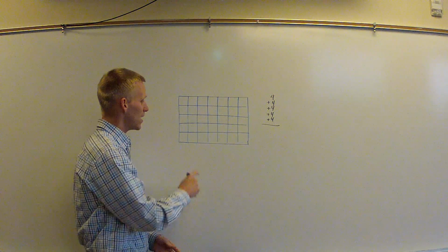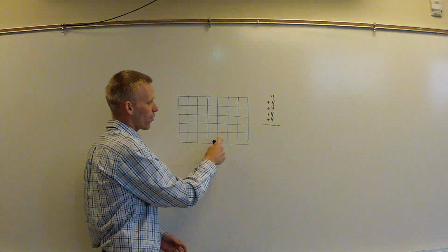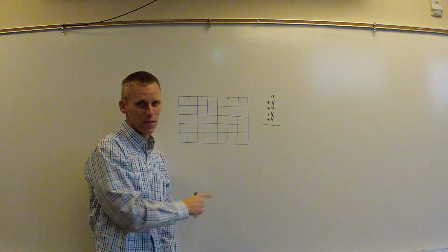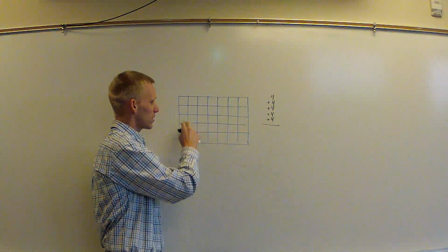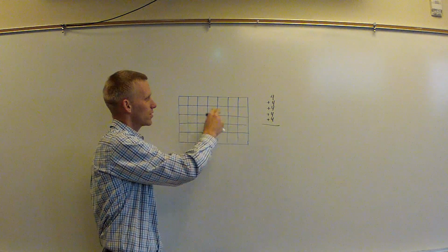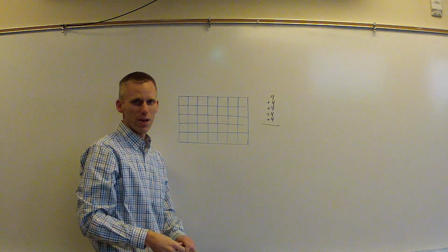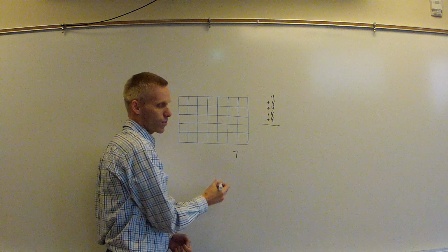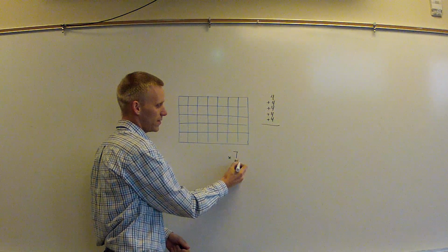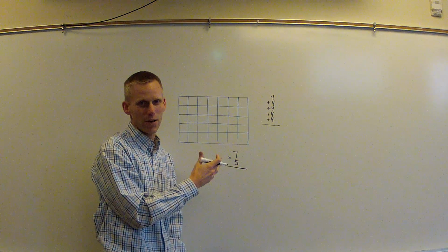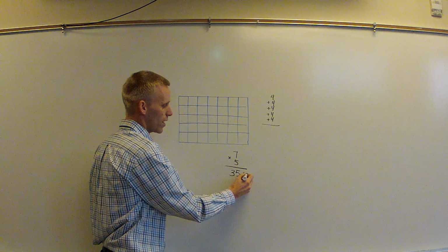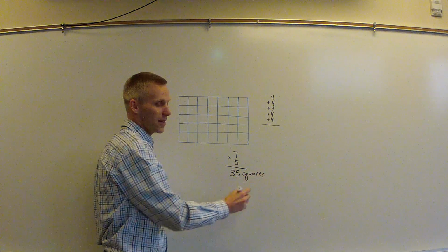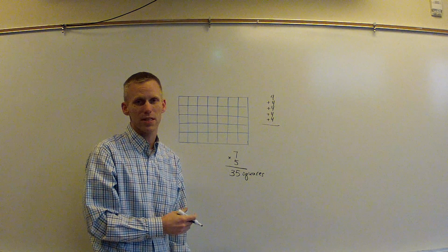You can see that we have 1, 2, 3, 4, 5, 6, 7 squares across the bottom. There's another row of 7 squares, and another row of 7 squares, and another row of 7, and another row of 7. In other words, there is 7 squares happening 5 times. So without needing to count every single one of these up, I know that there are going to be 35 squares in this rectangle, and that is actually its area.